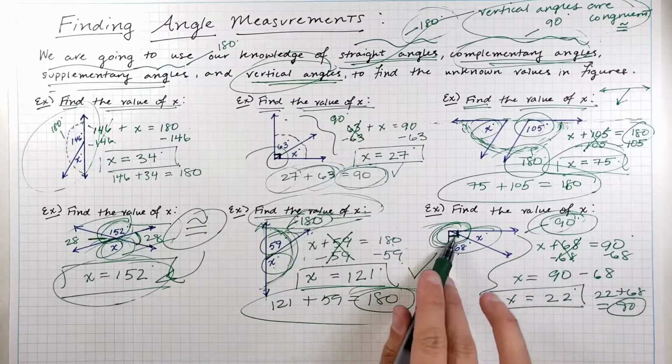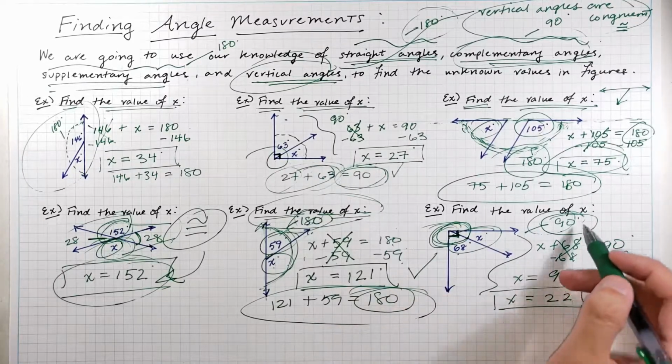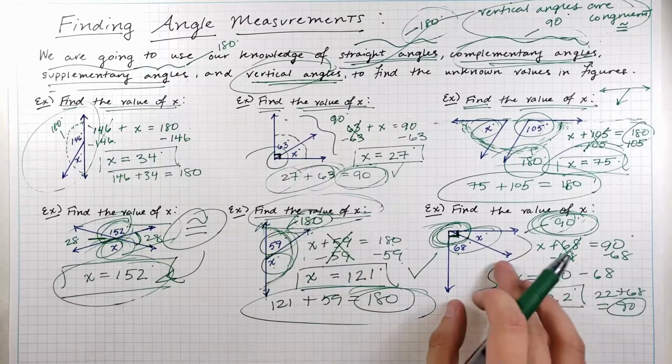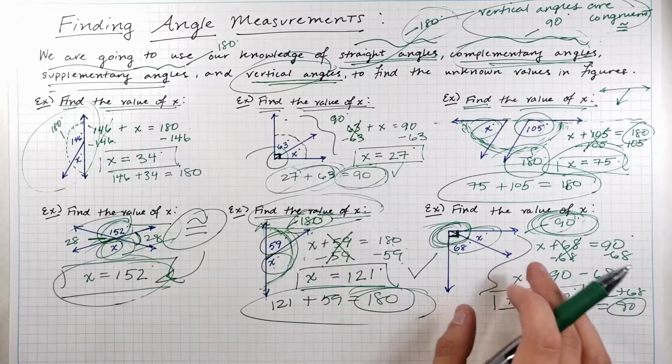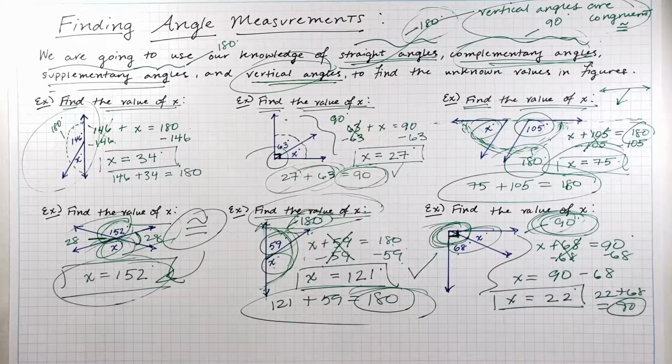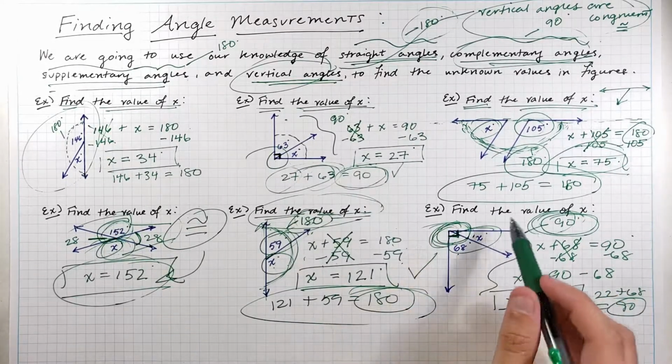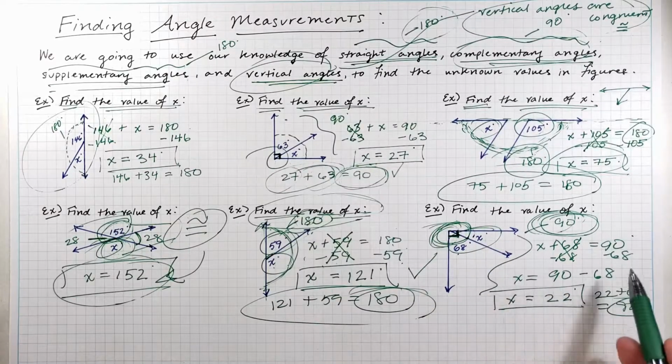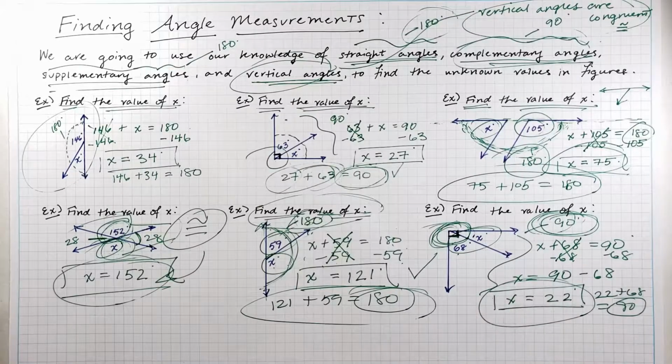Little box is your best friend when it comes to complementary, okay, it's going to be equal to 90. This is going to come up a lot in your future geometry stuff. And you get that this is equal to 90. So you do x plus 68 equals 90, and you subtract 68 from both sides, and you find out what x is equal to.